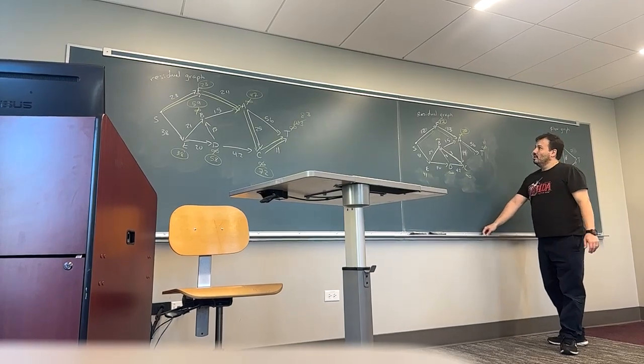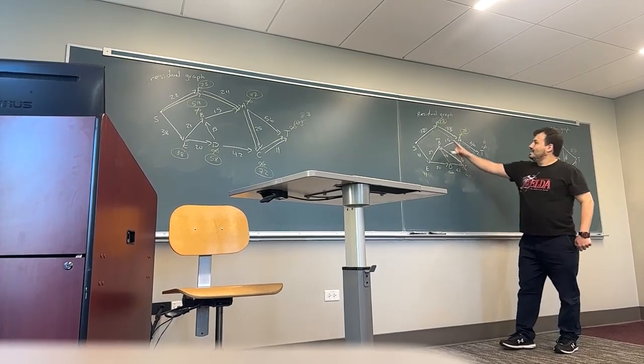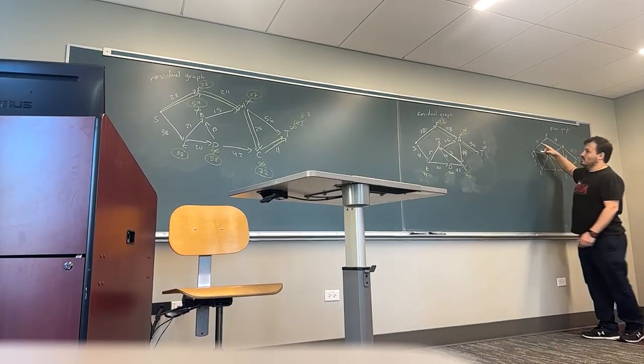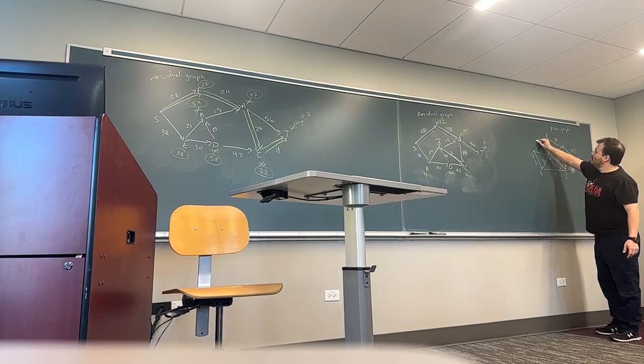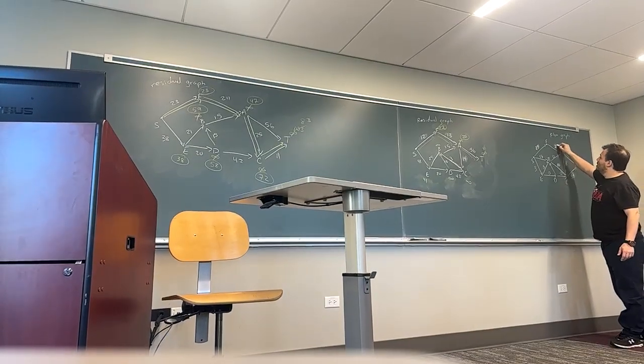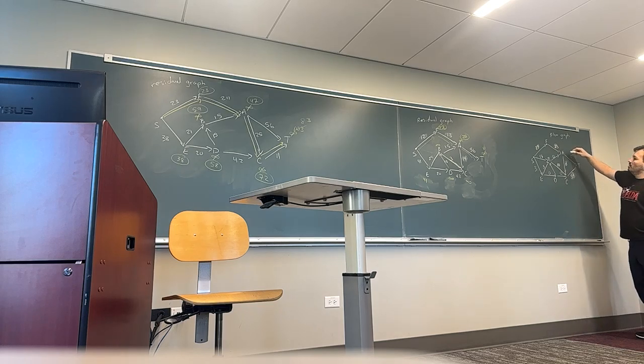So, of these numbers, the smallest one is 12. So you add 12 here, add 12 there, and you add 12 here.